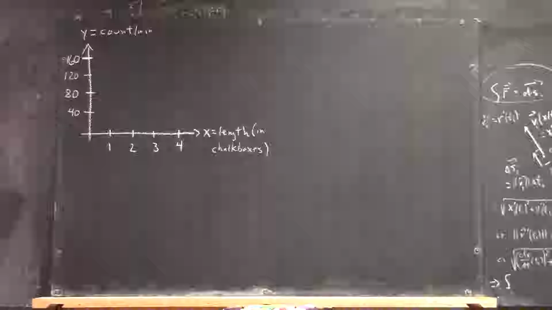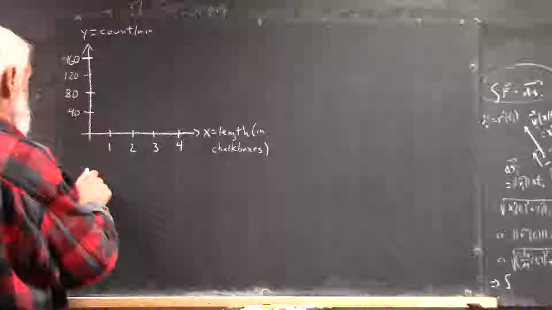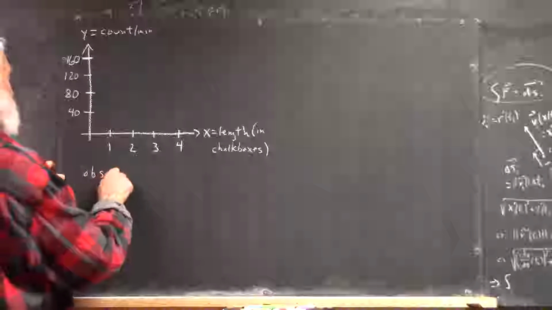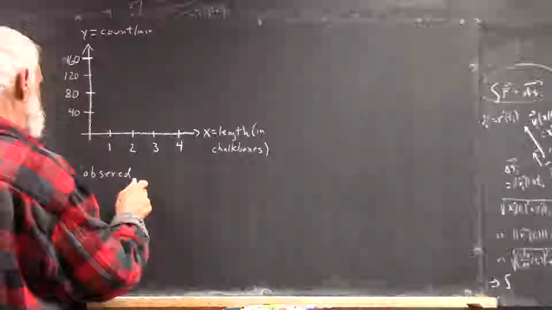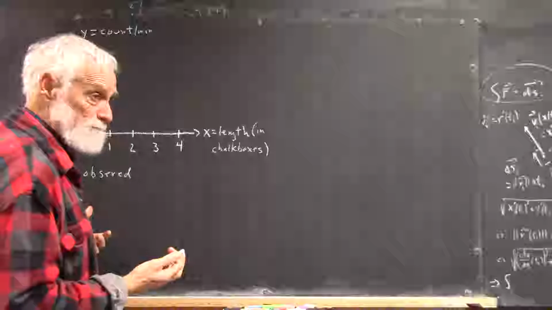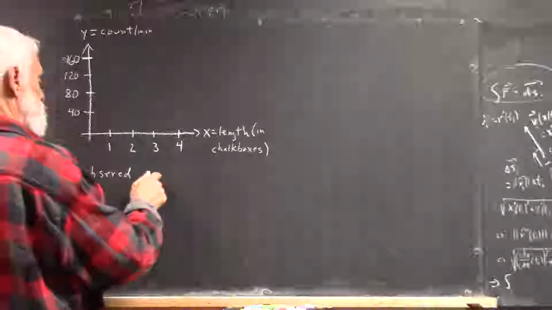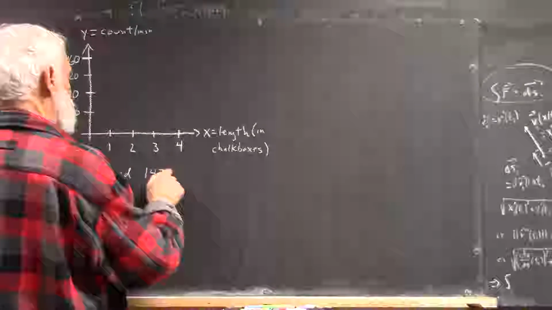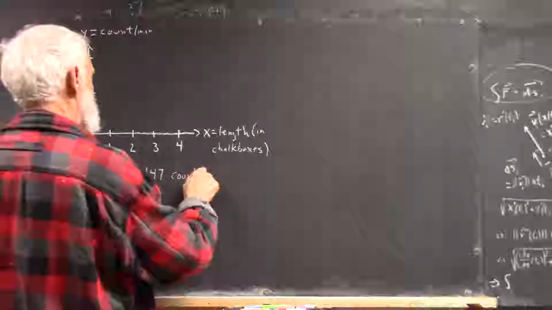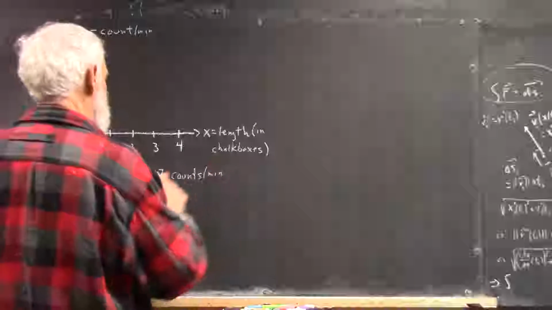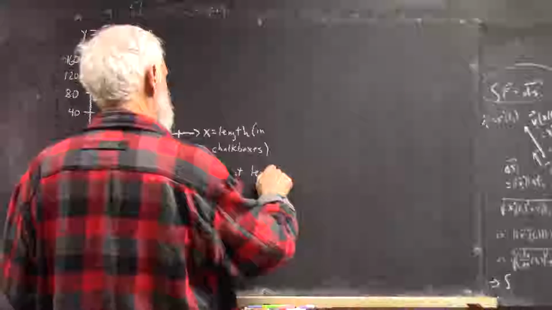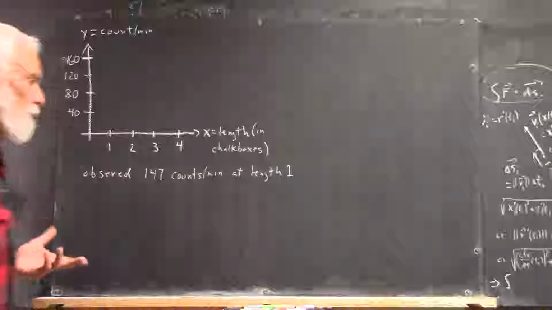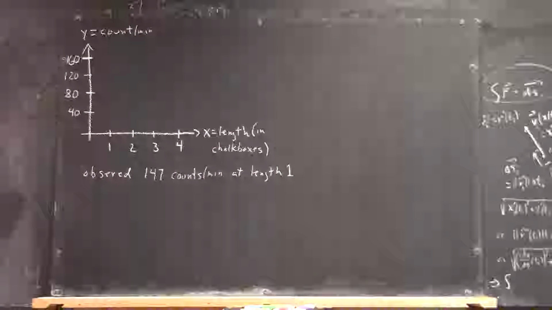Now, I'm going to put down 2 points. So what are we going to get? Observed. Let's just say, for comparison, that I observed 147 counts per minute at length 1 chalk box, okay?